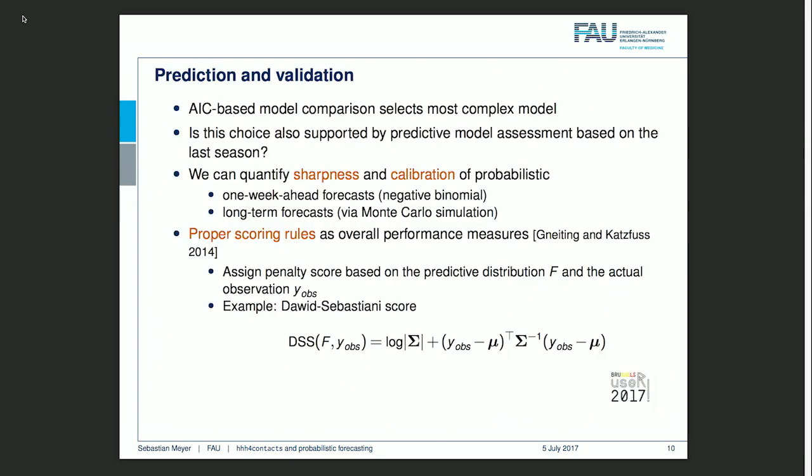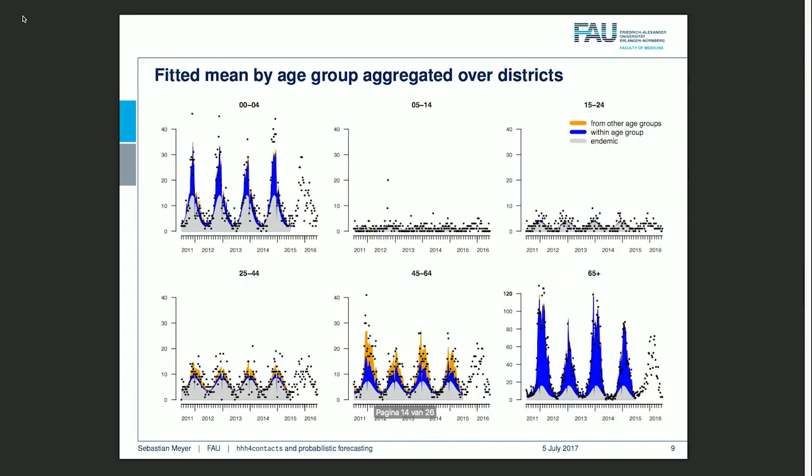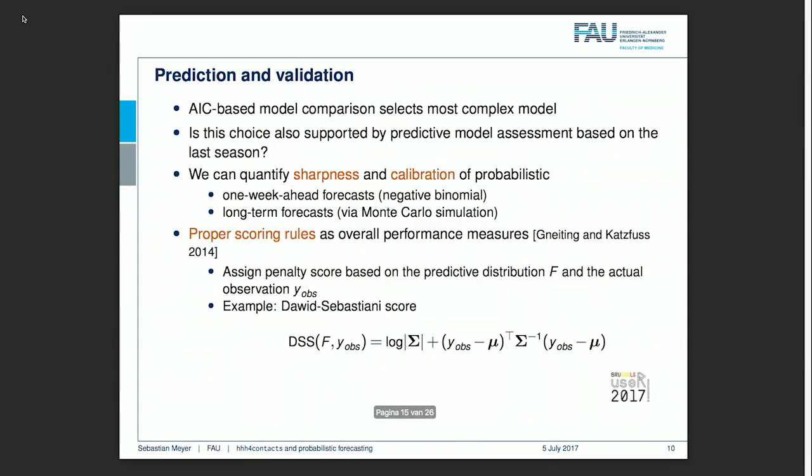Okay, so now this was an output from the most complex model, and this was selected because it had the best AIC. But the question is whether this choice of model is also supported by the predictive model assessment. We can quantify sharpness and calibration of these probabilistic forecasts, so we can compute one step ahead forecasts and long-term forecasts. And to quantify the quality of these forecasts, we should use proper scoring rules as overall performance measures.